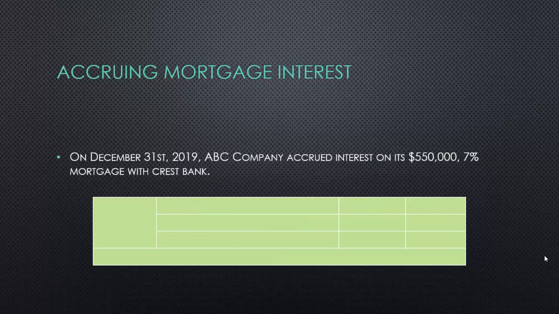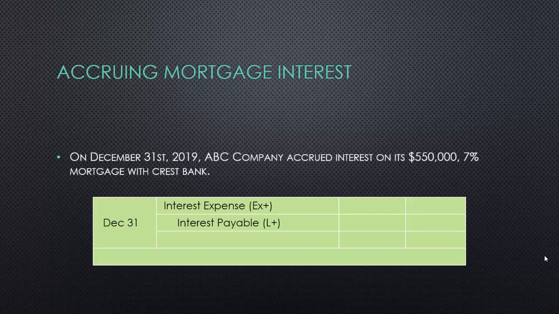Let's accrue some interest at the end of the year. On December 31st, we accrued interest on this $550,000 7% mortgage with Crest Bank. Well, on December 31st, it's an accrual entry for interest. It's the same setup that we had for the note: debit to interest expense, credit to interest payable.